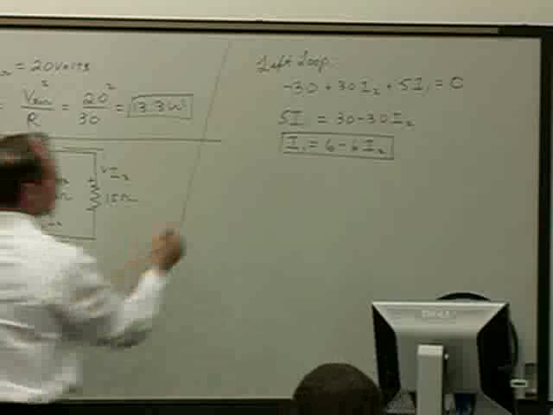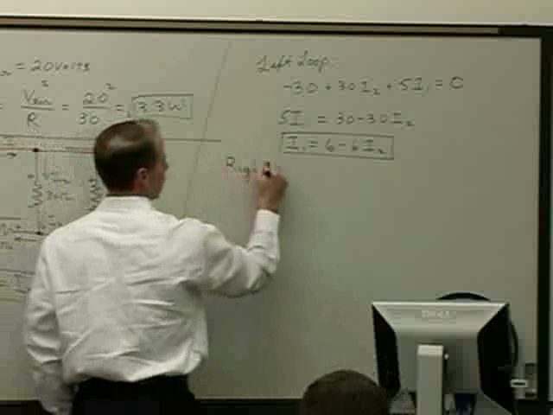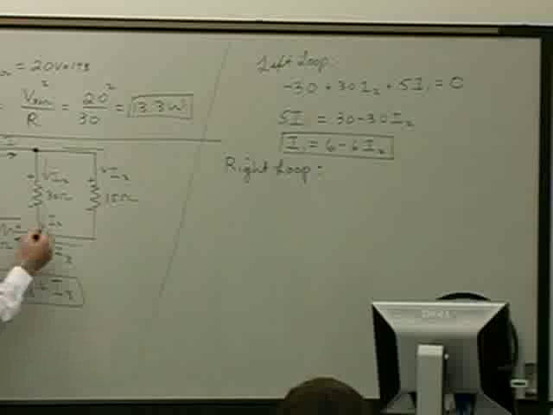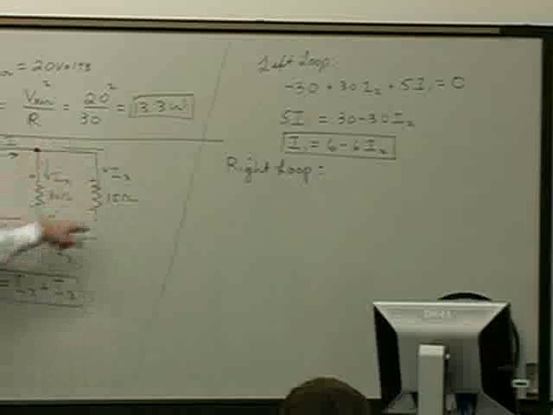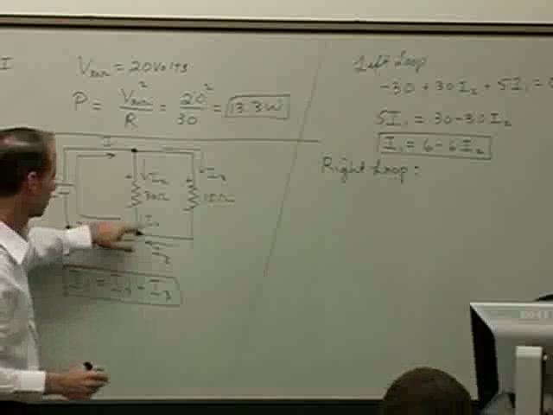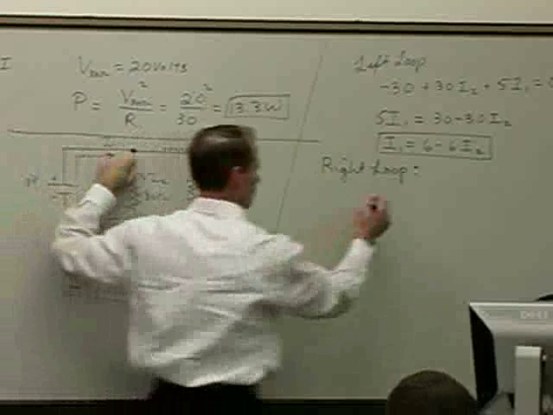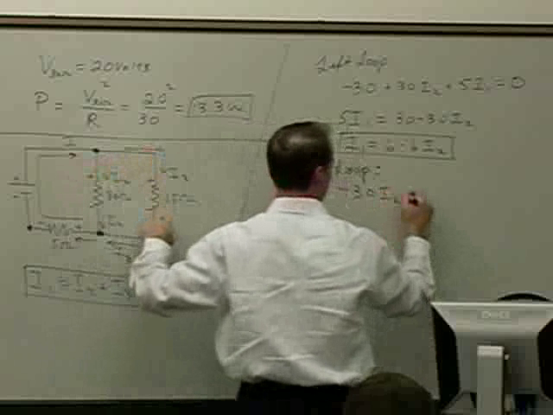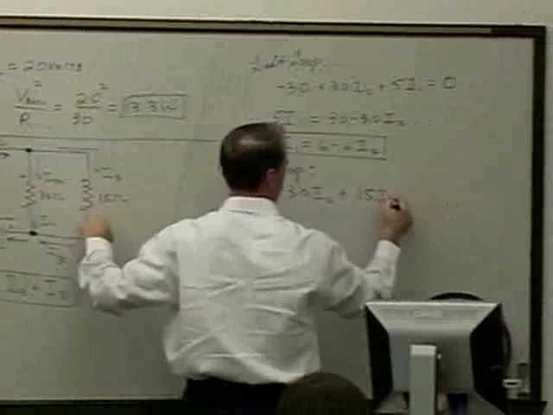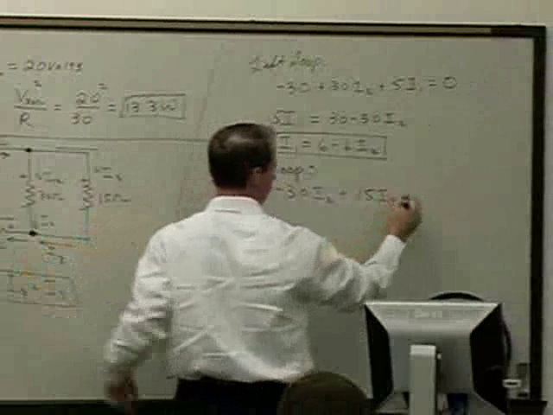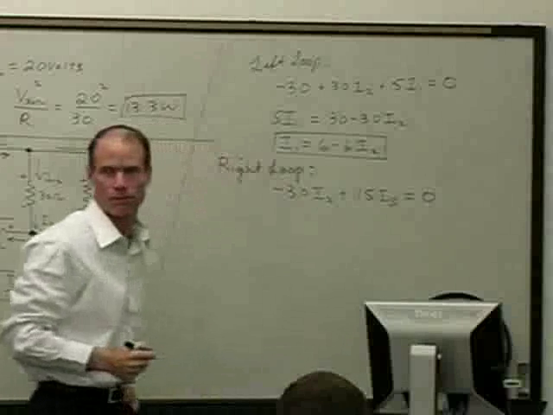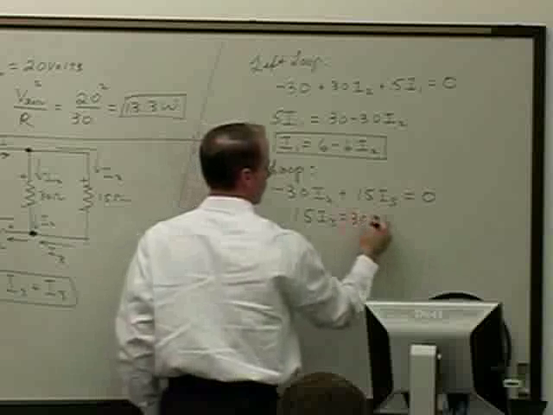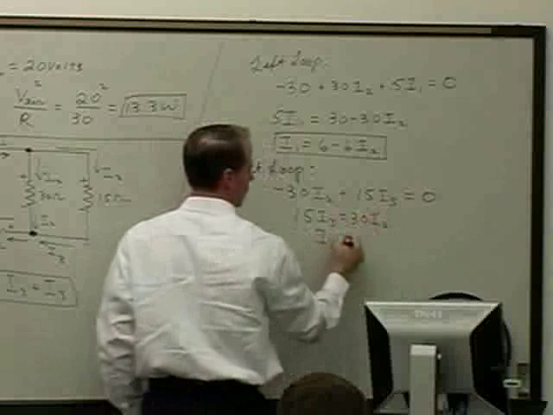We're going to do the right loop. Start anywhere. I think I'll just start right there. Go around this right loop back to where I started. So I'll have a negative 30 I2 plus 15 I3 equals 0. So 15 I3 equals 30 I2, or I3 equals 2 I2.